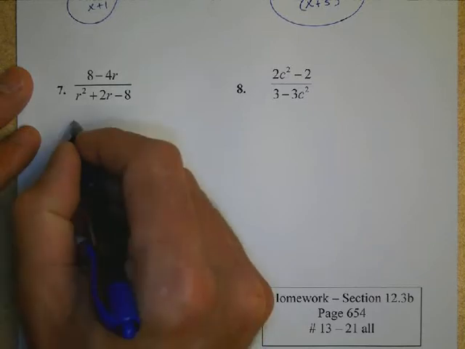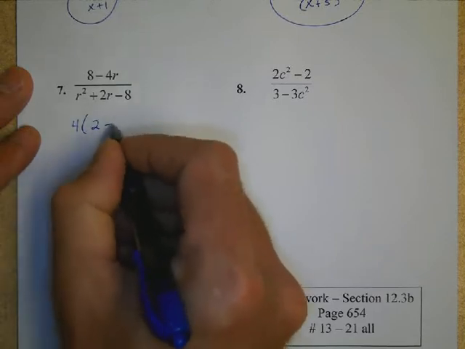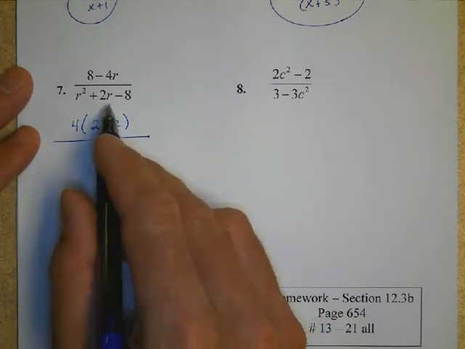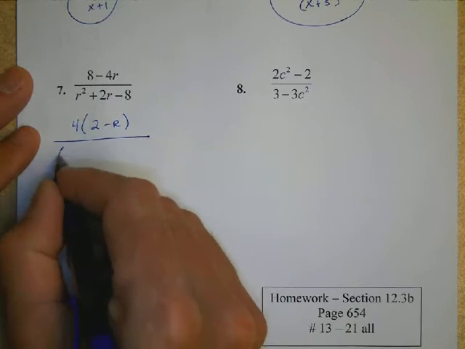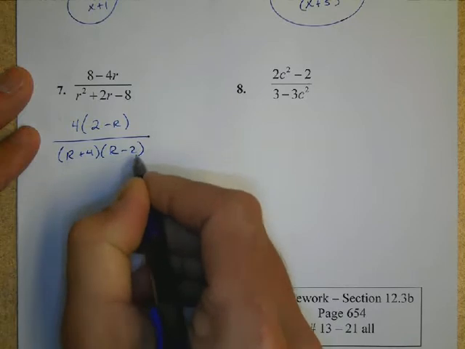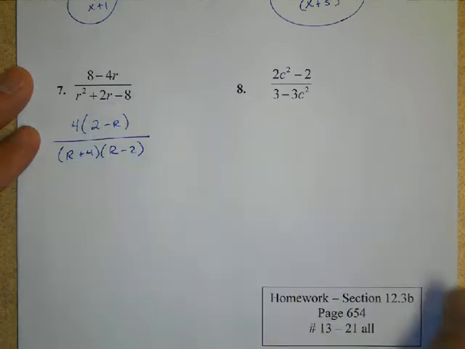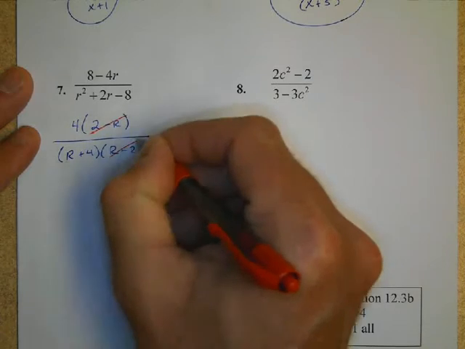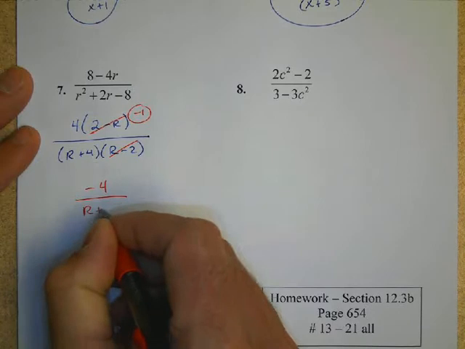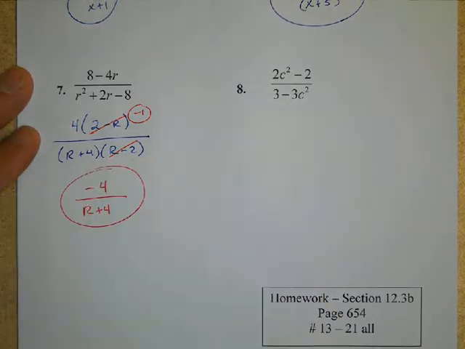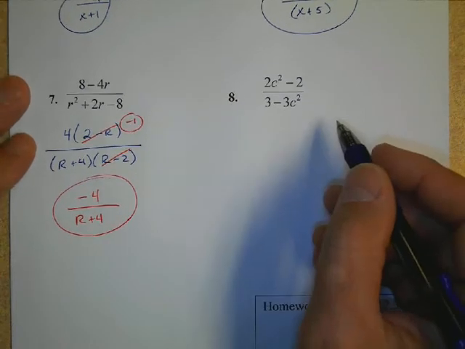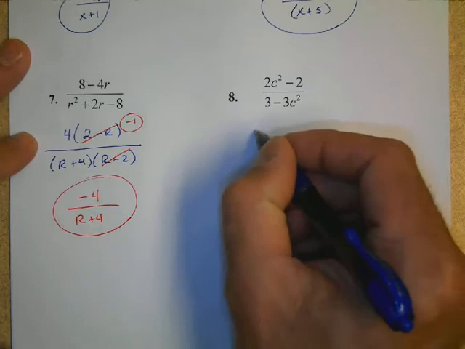Let's look at our bottom problems here. We have 8 minus 4r. The GCF on that is a 4, so let's take a 4 out. That leaves us with 2 minus r. The denominator, we say what multiplies to negative 8 that adds to positive 2. Well, that's positive 4 and negative 2. Our opposites now cancel to negative 1, leaving us an answer of negative 4 over r plus 4.